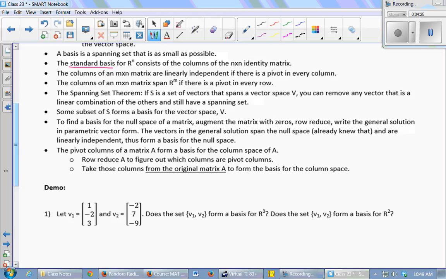So that means that some subset of a spanning set is a basis. Any spanning set, if you take some subset of it, you get a basis. Sometimes the whole thing is the subset.